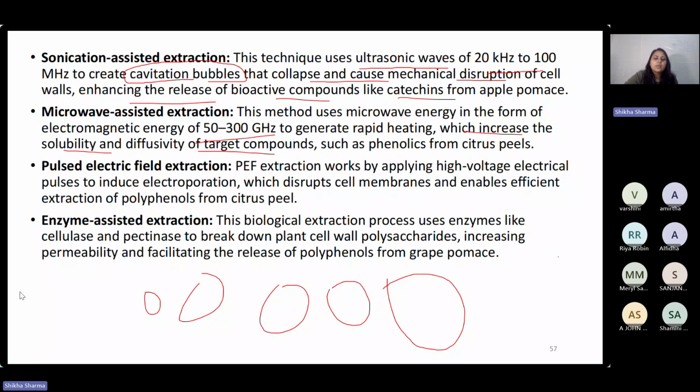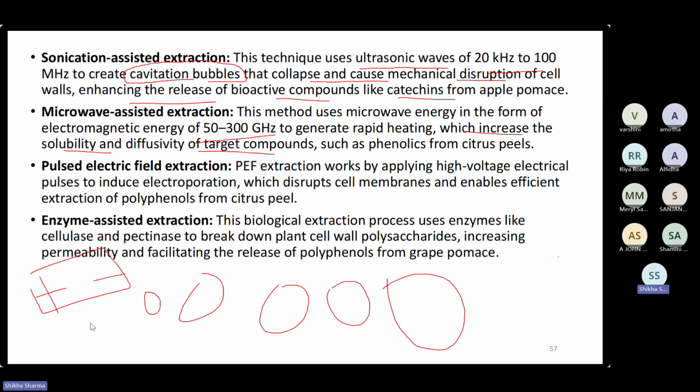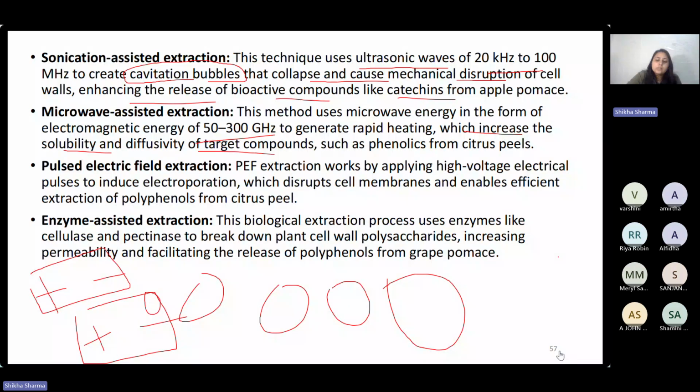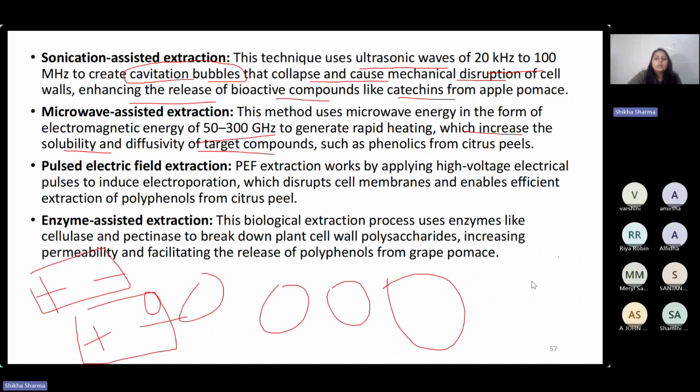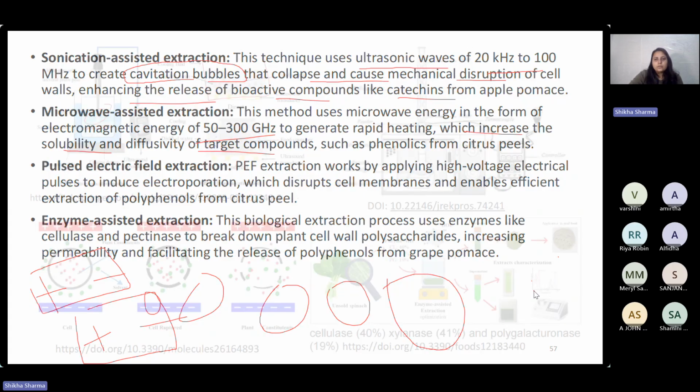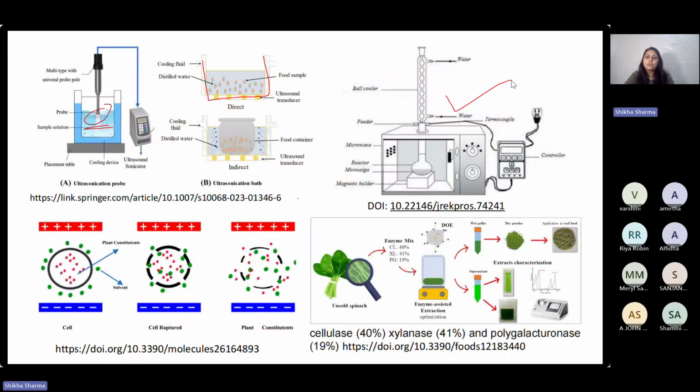So this microwave works on two principles. One is the dipole moment. Water will act as a dipole, and the other is ionic interaction. So there will be plus charges and minus charges. When an alternating electric field is there, these polar molecules and the charged ions will align themselves as per the electric field. Based on this, heating occurs and extraction of the phenolic compounds takes place. So this is basically the microwave setup, where microwaves are coming into the sample.